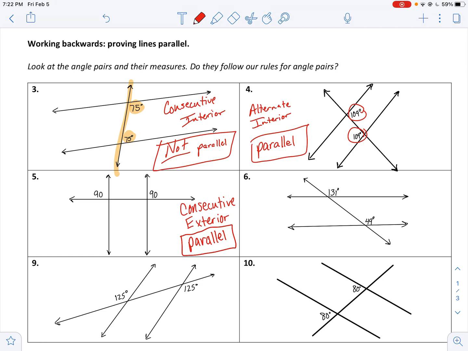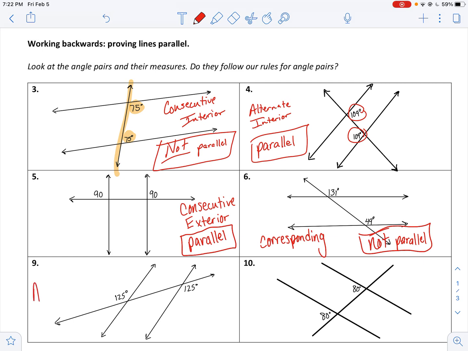Okay, problem 6. I've got corresponding angles. And if they're corresponding, they should be the same number. I should have the same or congruent angles. These are not, so these are not parallel. They don't follow the rule.